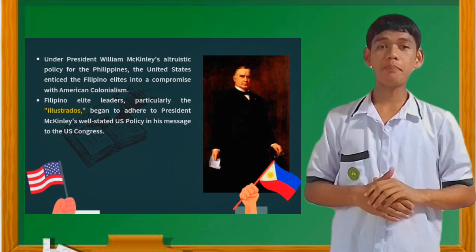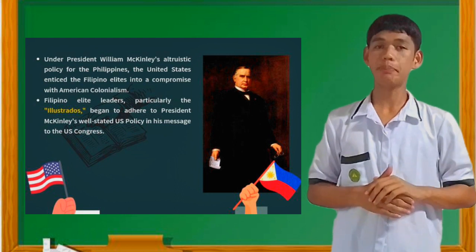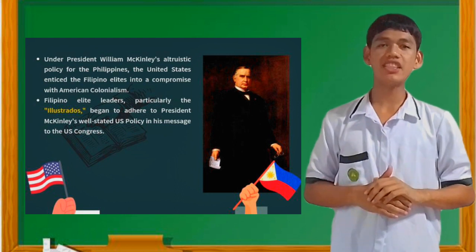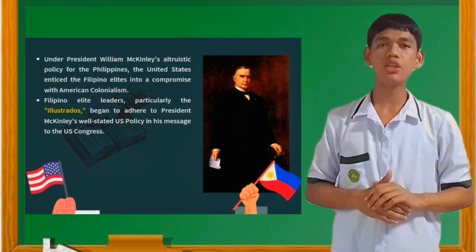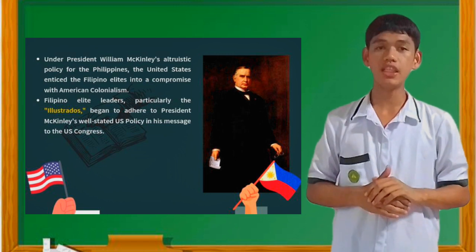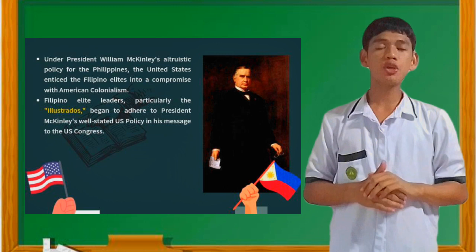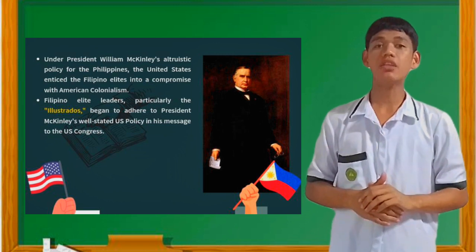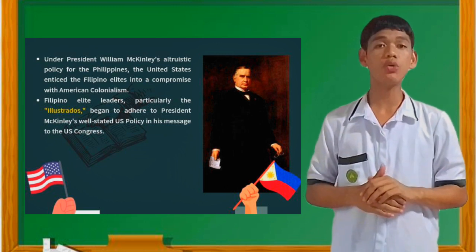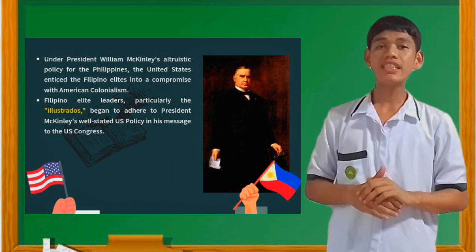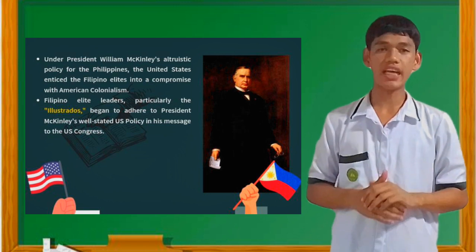Under President William McKinley's altruistic policy in the Philippines, the United States enticed the Filipino elites into a compromise with American colonialism. Ang altruistic policy ay isang patakaran kung saan may layunin ito na itaguyod ang kapakanan ng iba kaysa sa sariling pangangailangan o interes.